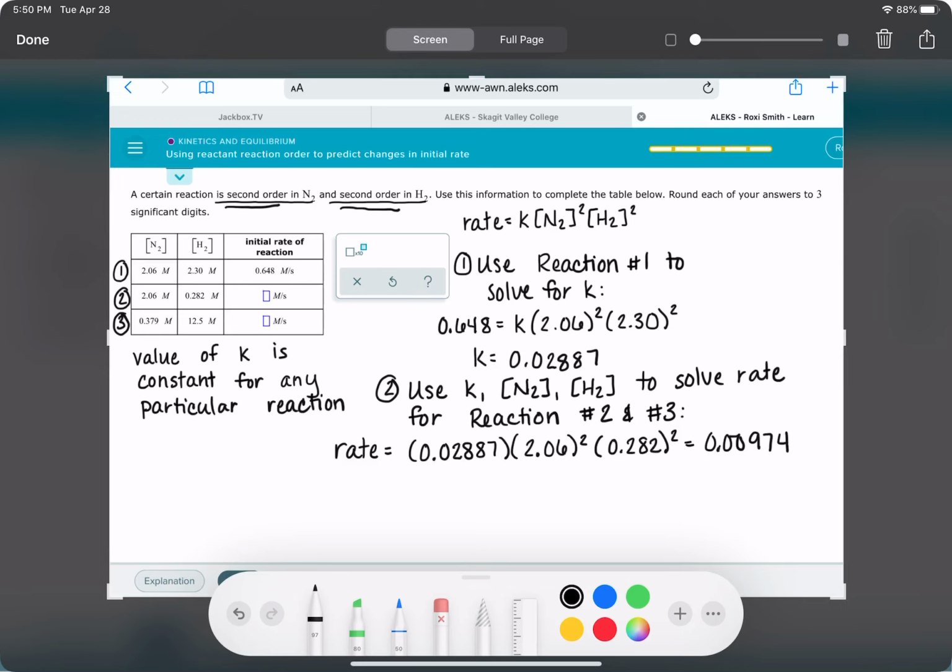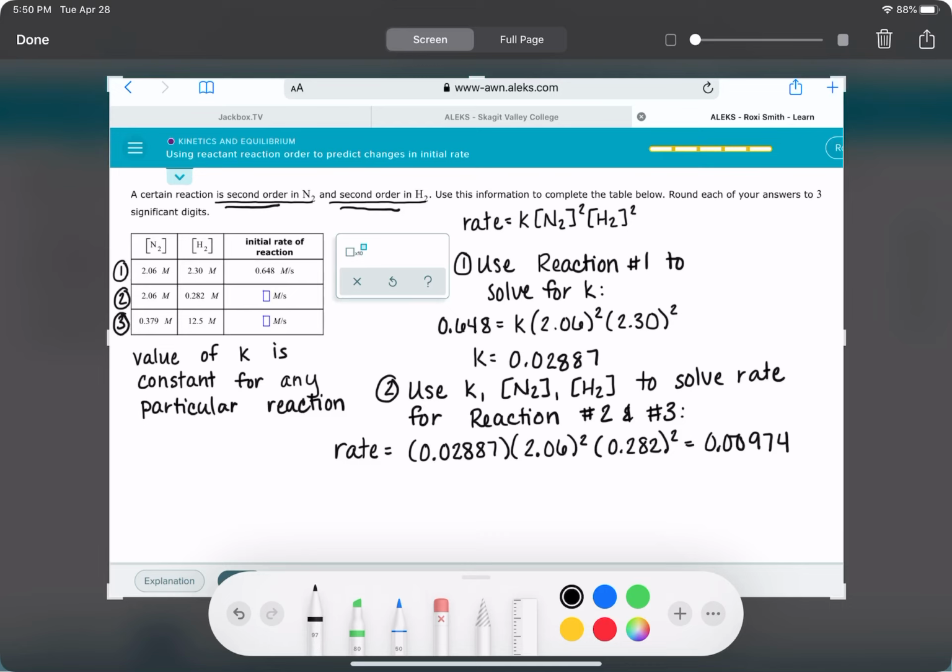Does that answer make sense? It's really slowed down. Let's look at our data going from 1 to 2. The concentration of N2 is staying the same, but the concentration of H2 is decreasing a lot, like almost by 1/10. So yeah, that really low number does make sense to me.